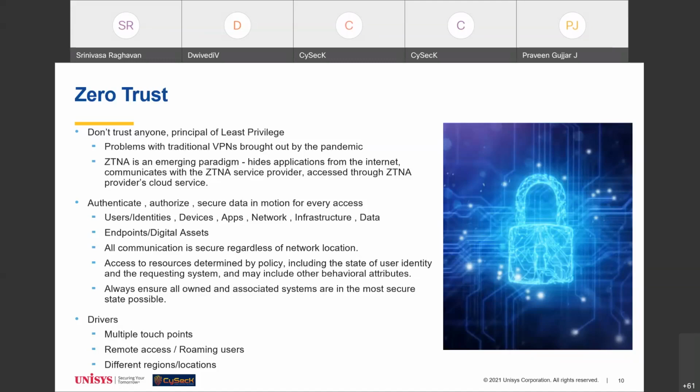And what are the drivers for zero trust? Like I said earlier, multiple touch points. Now, you have a lot of people taking calls on Zoom, mobile devices, IoT devices, different applications, different services, different partners. So there's a whole lot of touch points. Then you have your remote access, even roaming users, for example. And of course, last but not the least, the different regions and locations. So this paved the way for coming up with a software defined perimeter, which is also known as ZTNA or zero trust network.